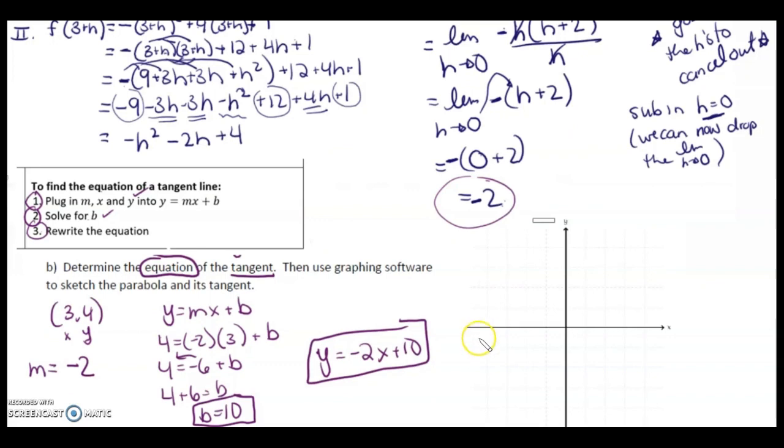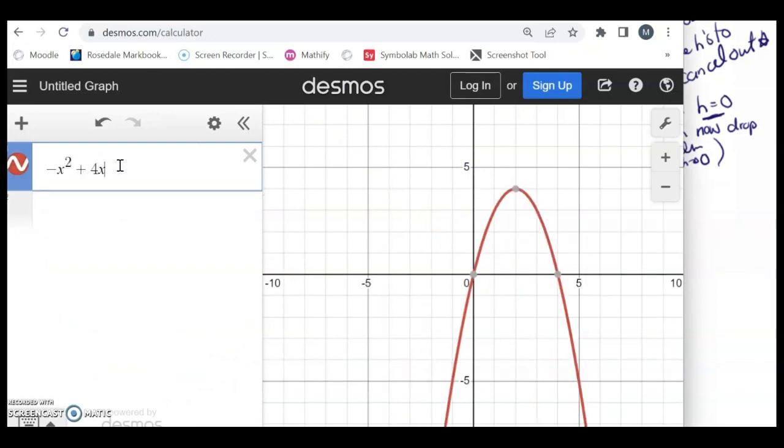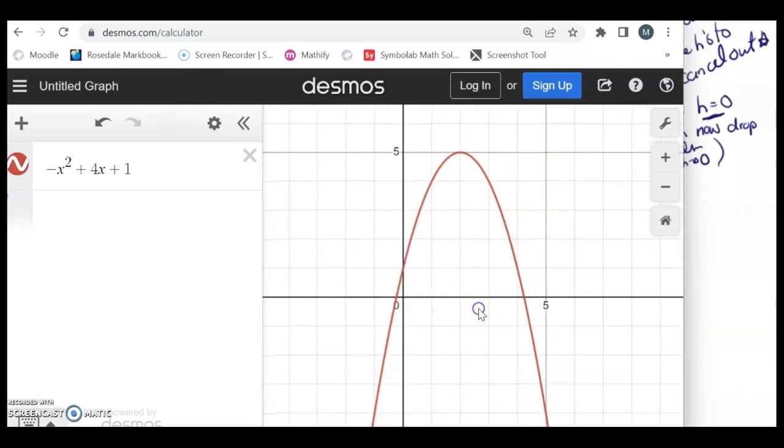Okay, so graphing software now. So -x squared plus 4x plus 1. So here's our parabola, and it kind of goes through like -0.2 and 4.2, 2, 5. So the vertex is (2, 5).